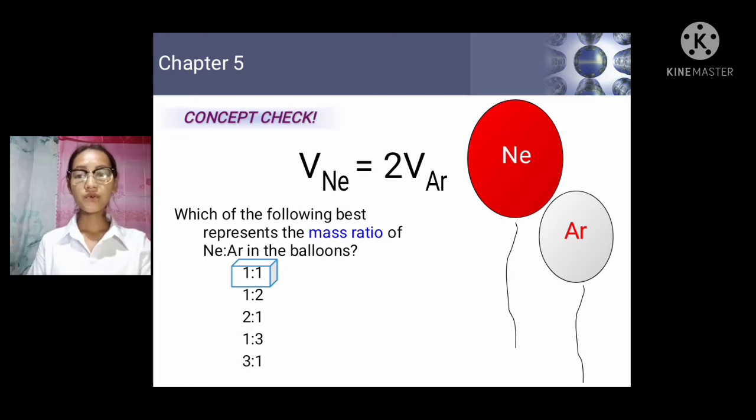If you have balloons of equal volume and you're assuming that there is equal pressure around them and equal temperature, that would mean your moles of argon are equal to the moles of neon. So the mass ratio between the two would just be the molar mass of argon over the molar mass of neon. So the mass ratio of neon and argon in the balloons is 1 to 1.